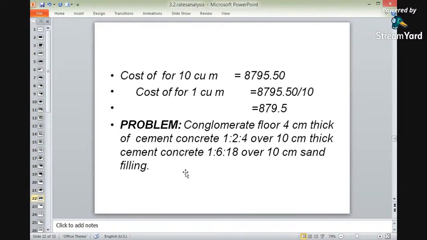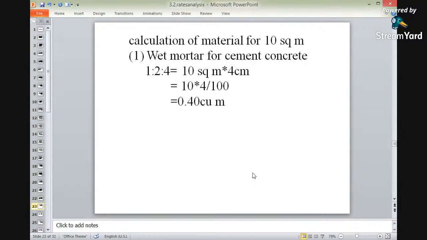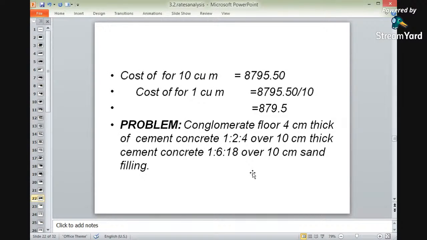There may be many problems on floors. Conglomerate floor, that is 4 centimeters thick cement concrete 1 to 4 over 10 centimeters thick cement concrete 1 to 6 over 10 centimeters sand filling. Again, these things we will calculate one by one. First, we will have the calculations of materials for 10 square meters.